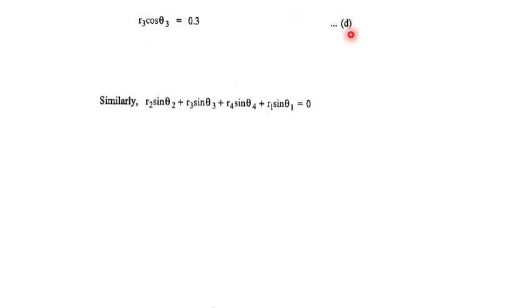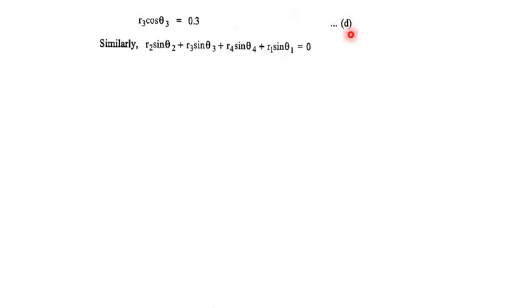Now let us consider the imaginary part of the equation. In the previous equation we separated the real and imaginary parts, right? And we considered only the real part. Now let us consider the imaginary part. This is the imaginary part of the equation: R2 sin theta 2 plus R3 sin theta 3 plus R4 sin theta 4 plus R1 sin theta 1 is equal to 0.